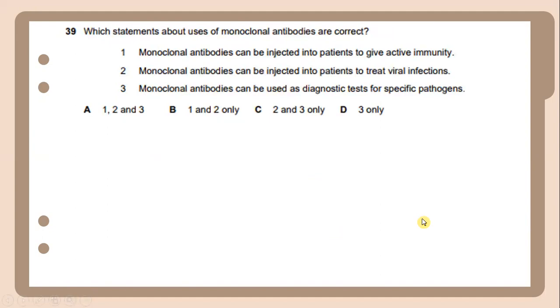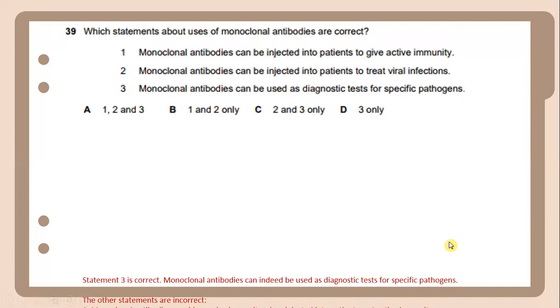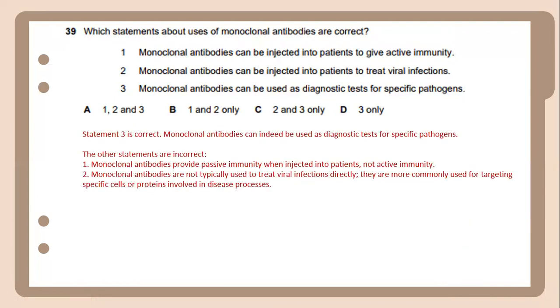Number 39. Which statement about uses of monoclonal antibodies is correct? Number 1, monoclonal antibodies can be injected into patients to give active immunity. Number 2, monoclonal antibodies can be injected into patients to treat viral infection. And number 3, monoclonal antibodies can be used as a diagnostic test for specific pathogens. The statement 3 is correct. Monoclonal antibodies can indeed be used as a diagnostic test for specific pathogens.